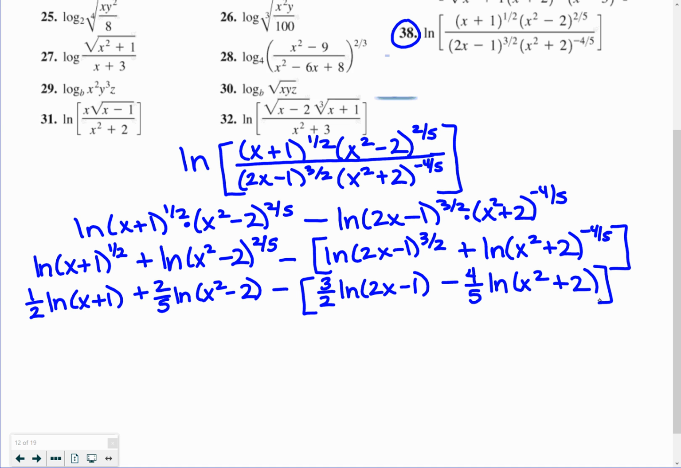So then just run through the checklist again. No division inside my logs, no multiplication inside my logs, and then no more powers. I do have multiplication with the 2 and the x in that third log, but that minus 1 prevents me from doing anything else with it. Okay. Questions on that one?